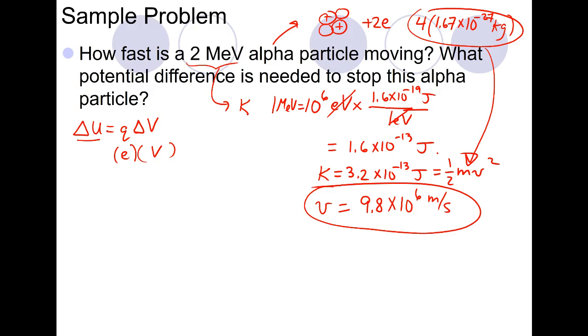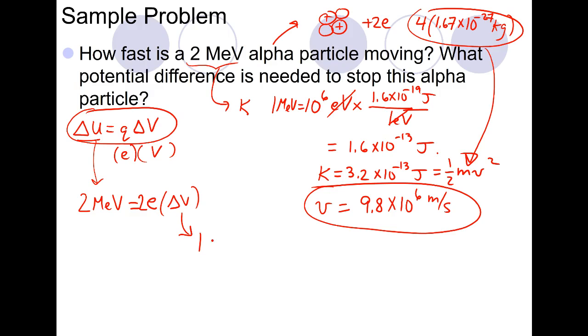Now, what potential difference is needed to stop the alpha particle? Well, in this case, what we want to do is use delta U as Q times delta V, because we want to take away all of its energy. So delta U is going to be 2 MeV, and then Q is just going to be basically 2e. Okay, so that means that the potential difference is going to be basically 1 times 10 to the 6th volts, 1 million volts.